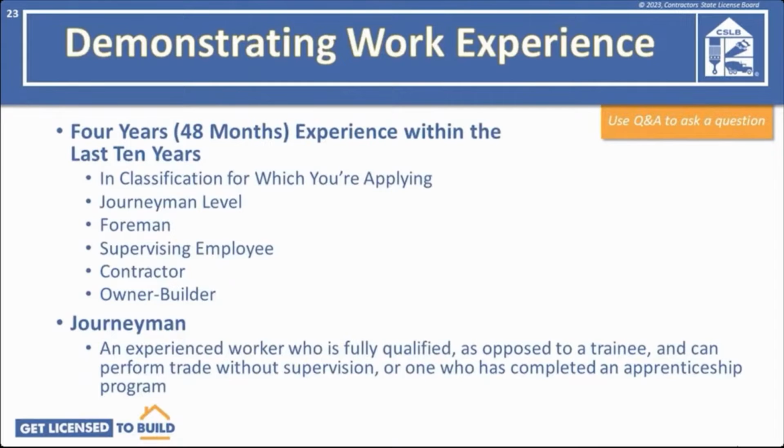Okay, along with the education credits we talked about earlier, this next section is probably the most important of the entire workshop, and the part of the application that causes the most questions for applicants. It is how you demonstrate your work experience on your application. Remember, the license qualifier needs 4 years or 48 months of experience within the past 10 years in the classification for which you're applying. The experience must be no less than a journeyman level or as a foreman, supervising employee, contractor, or owner builder. A journeyman is defined as an experienced worker who is fully qualified, as opposed to a trainee, who can perform the trade without supervision or one who's completed an apprenticeship program.